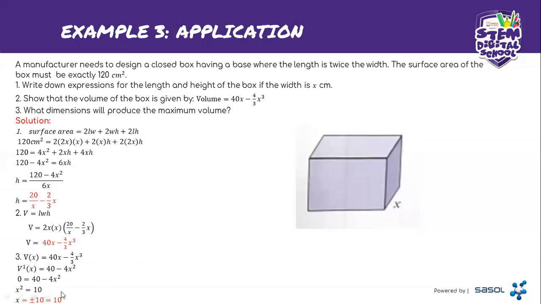Okay? So we can see that in this case, since the width is x, this side is going to be 10 centimeters. Of course, the length is twice that, meaning it's going to be 20, because it's 2 times 10, which is 20 centimeters. Okay, then let's proceed.